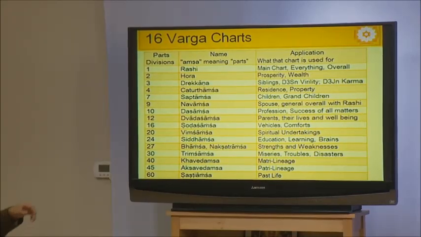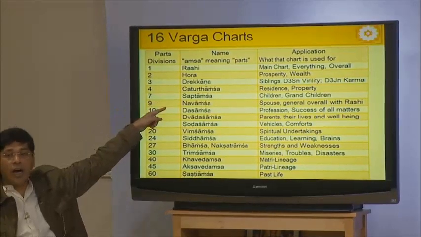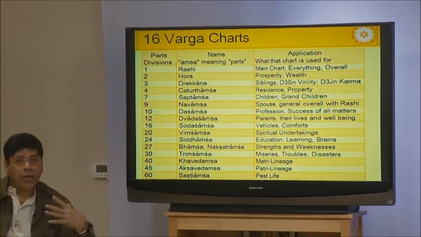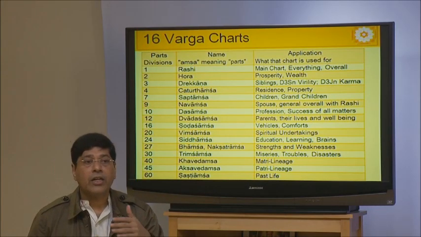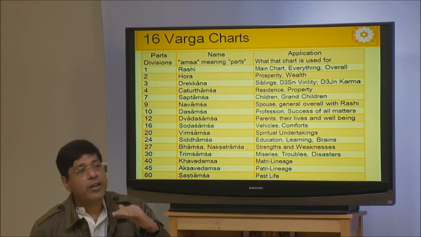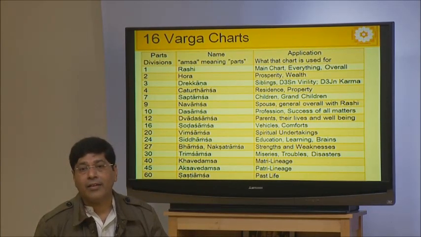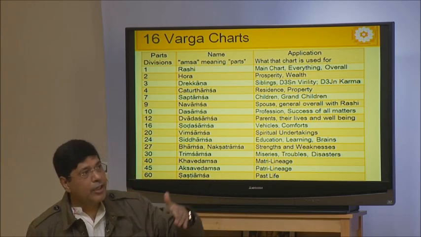Yeah. So, okay, D3, Drikkana. Drikkana is a Sanskrit word. When it went to the Middle East, they called it Drishkana. And then when it went further west, they called it Deccanate. So you see how the word has traveled from India to Europe.